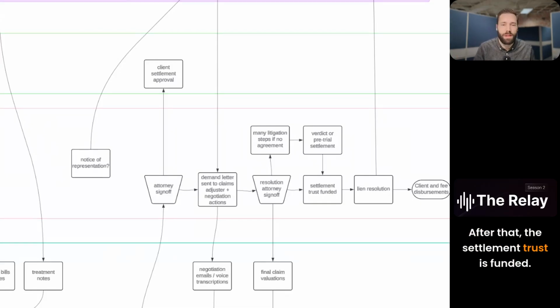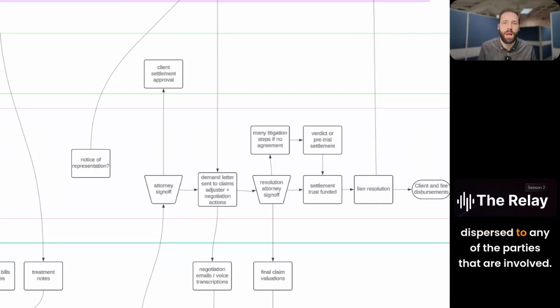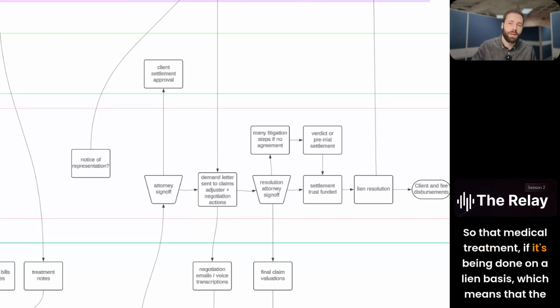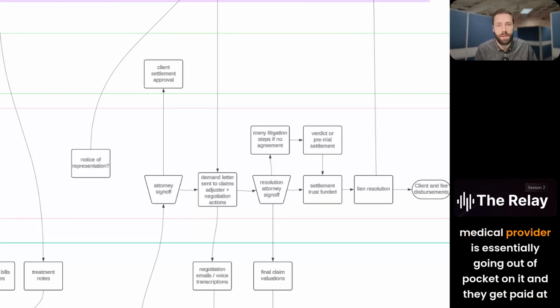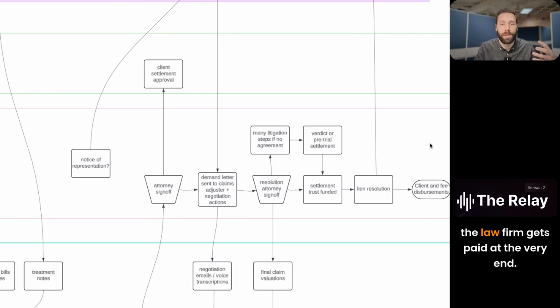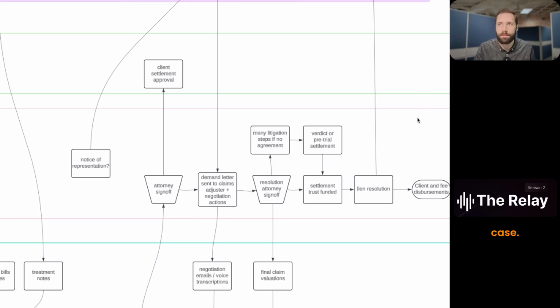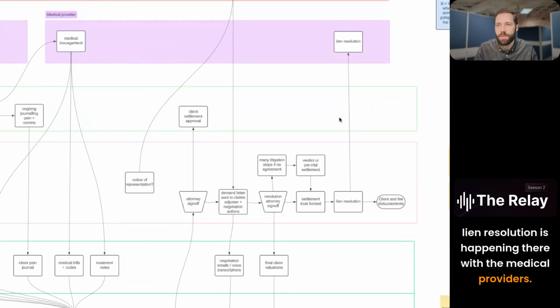After that, the settlement trust is funded, and so that's checks coming into the law firm, to their trust account, and then it's dispersed to any of the parties that are involved. Liens on the case are resolved, so that medical treatment, if it's being done on a lien basis, which means that the medical provider is essentially going out of pocket on it, and they get paid at the end of the case, that's resolved. So that's negotiated, and the medical providers are paid out, and then the client and other fee disbursements are made. The law firm gets paid at the very end. That's the last thing to happen. Once everything else is resolved, client gets paid, and co-counsel, should that be the case. Resolutions happening there with the medical providers.